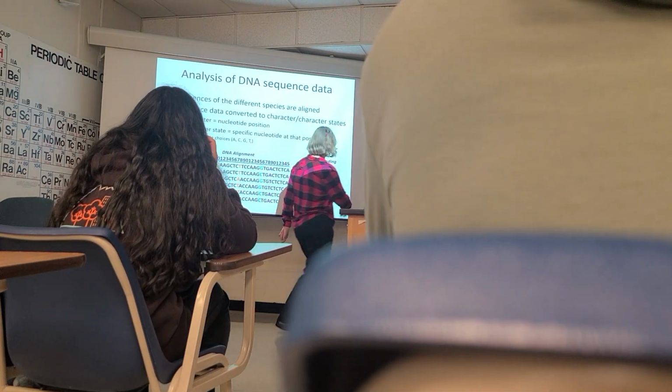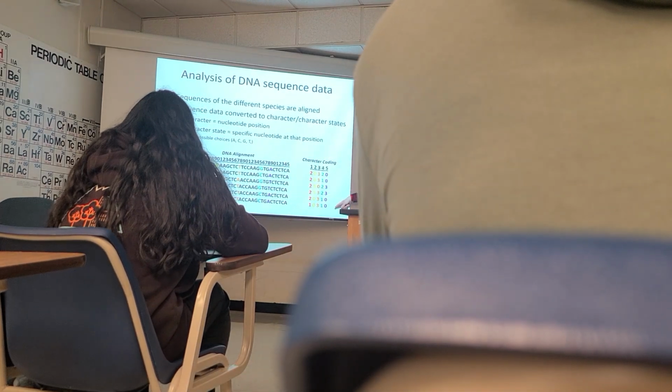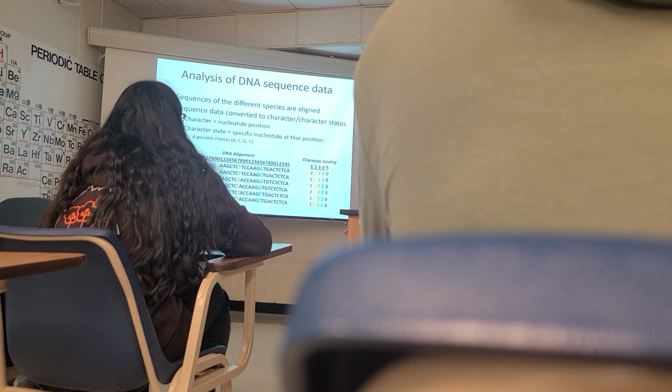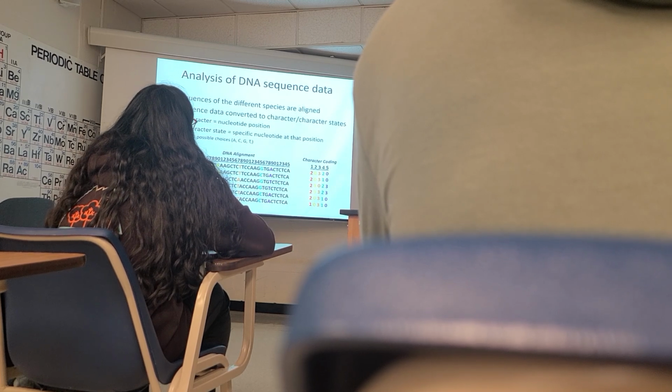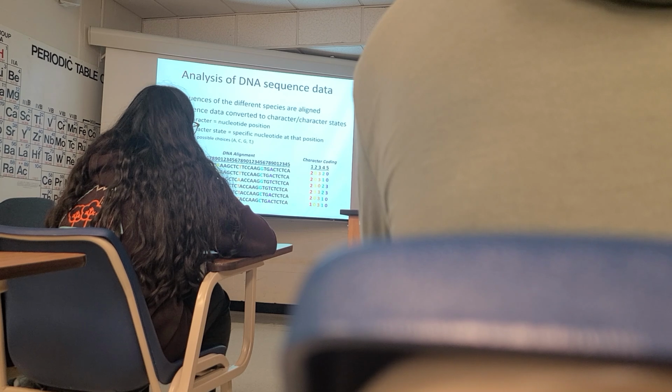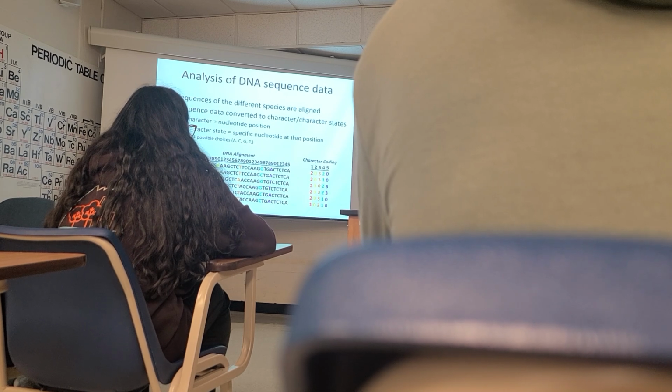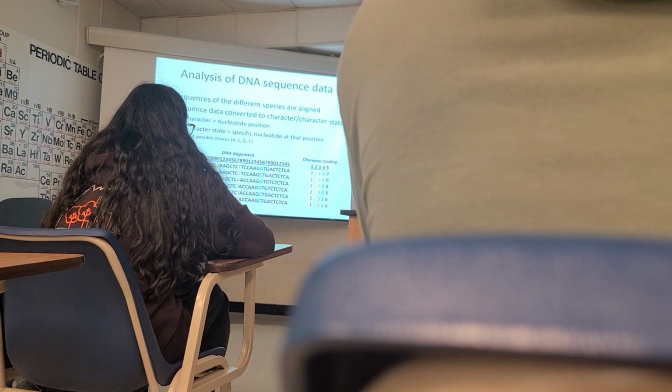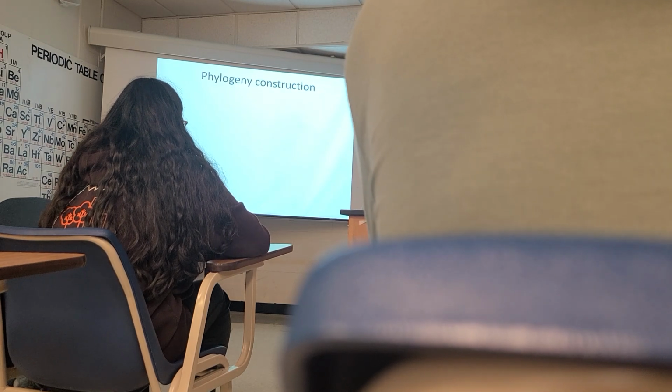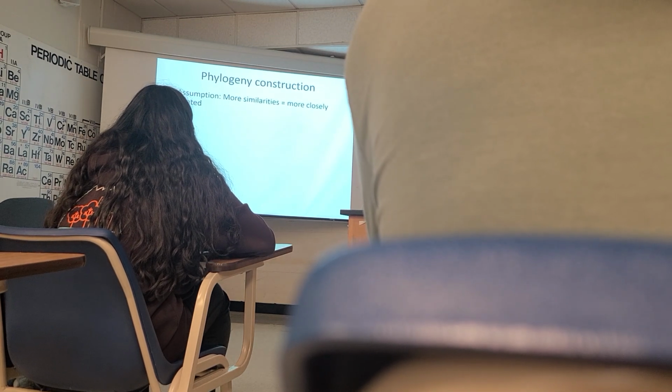So we're looking for similarities here, right? How many similarities exist? The more similarities that you have, the assumption is the more closely related you are, right? And you'd be closer together on your phylogenetic tree. Right? So that's what we do with this. We have an assumption: more similarities means the more closely related you are, and the closer you would be on the phylogenetic tree.